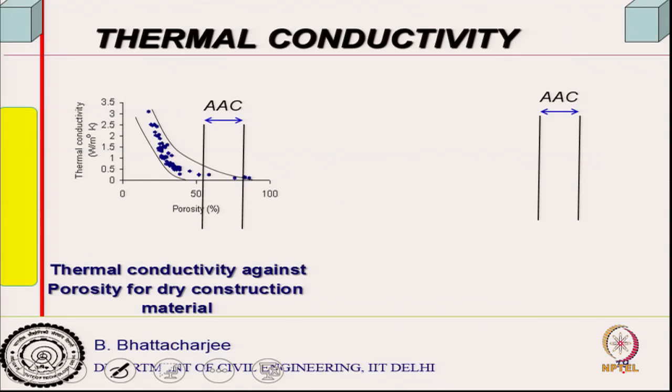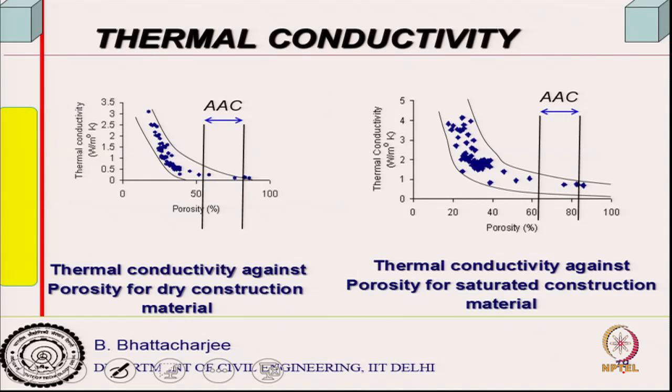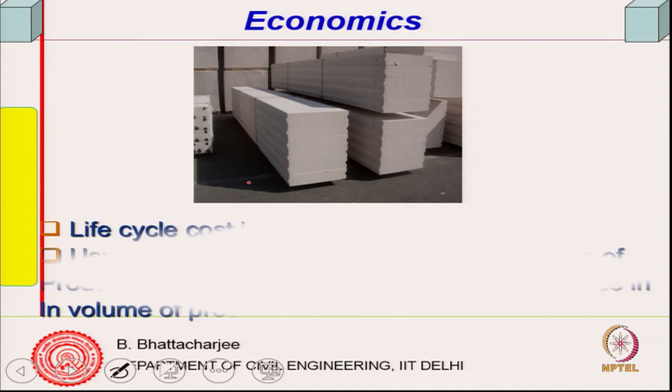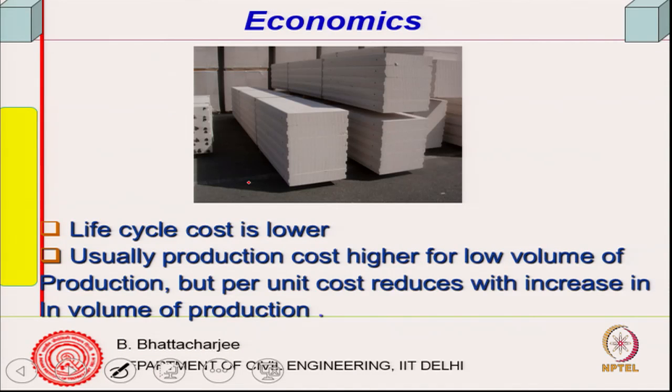Now, you remember I talked about the thermal conductivity part. AAC stands somewhere there in case of dry state and in case of saturated state, somewhere here, porosity can go as high as 80% and so on. So, foam concrete or AAC block, the thermal conductivities are much lower. So, that is one of the biggest advantages, and you can combine them together. Economics, life cycle cost will be lower.